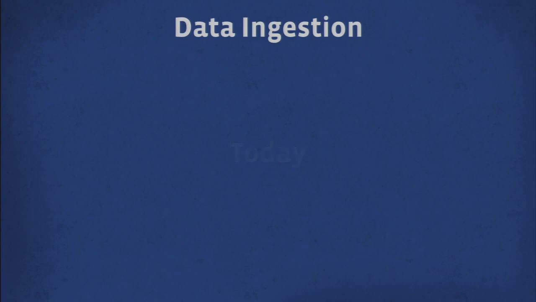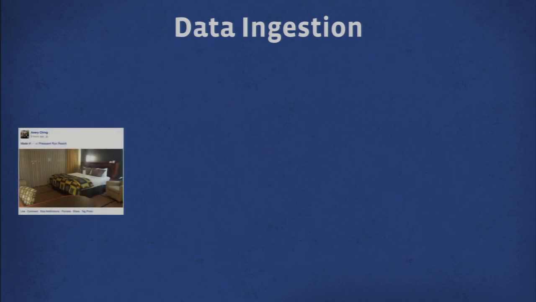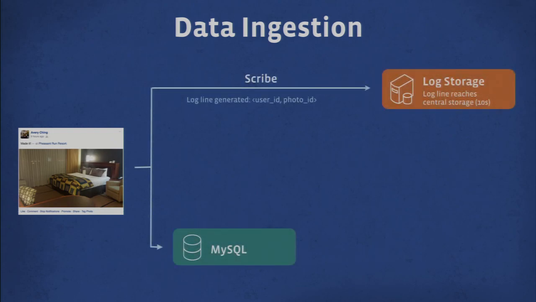All right. So how does data ingestion work today? Basically, sometime 9 hours ago, I checked in at the Pheasant Run Hotel. What actually happened? This information went and logged the photo itself into a system called Haystack, which is our photo store. This entry also went into our MySQL database right away and returned as soon as it could. But also, we have a system called Scribe, which is basically a logging framework, which generated a log line, which says, here's your user ID, here's a photo, and we're going to dump it into log storage.